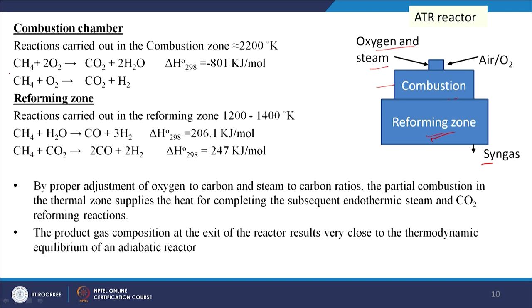So, the reactions we have already discussed: CH4 plus O2 will be there, and then reforming will take place, CH4 plus the H2O which is forming, and CH4 plus CO2, then we can get this one. So, these are the basics of the ATR process. By proper adjustment of oxygen and steam to carbon ratios, the partial combustion in the thermal zone supplies the heat for completing the subsequent endothermic steam and CO2 reforming reactions. That is, there are two reactions, and the heat generated is used in the second case.